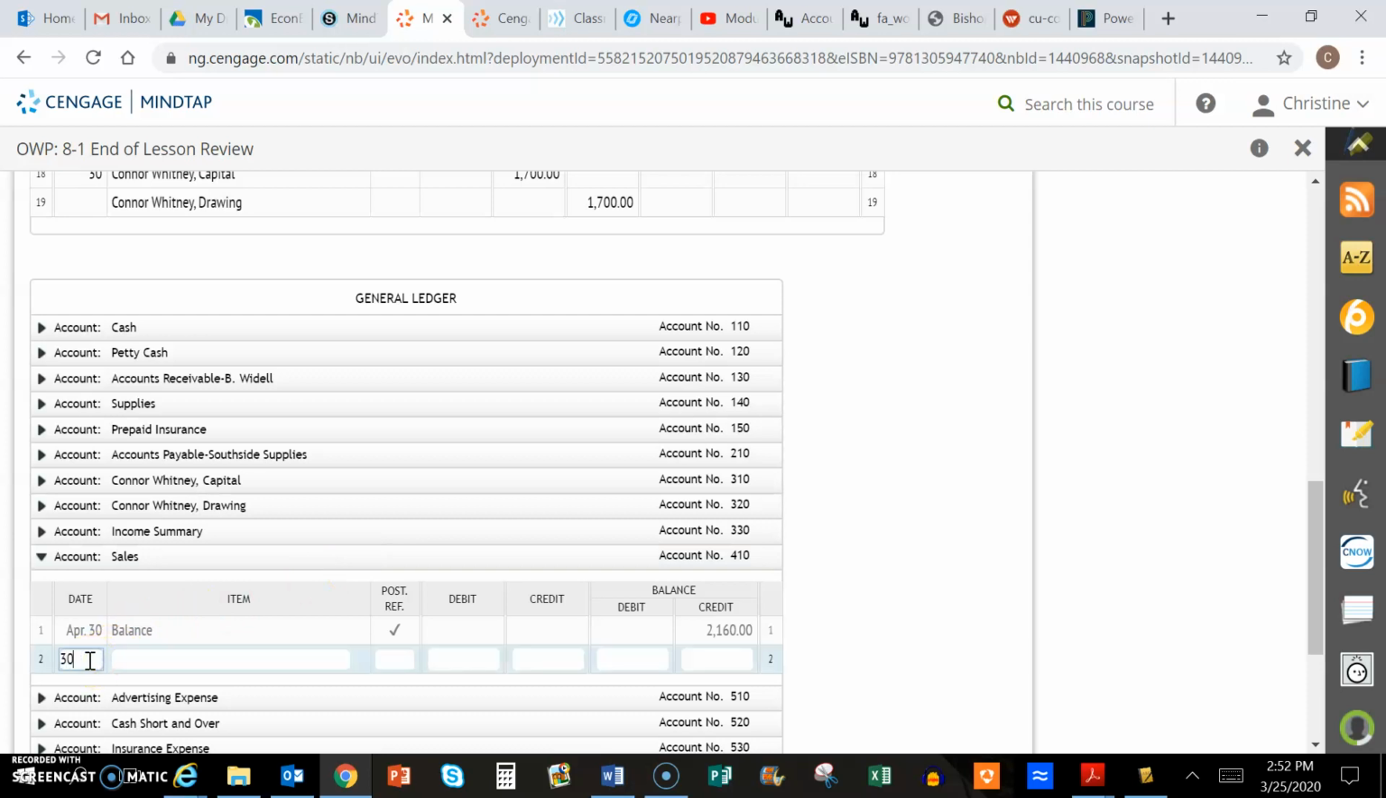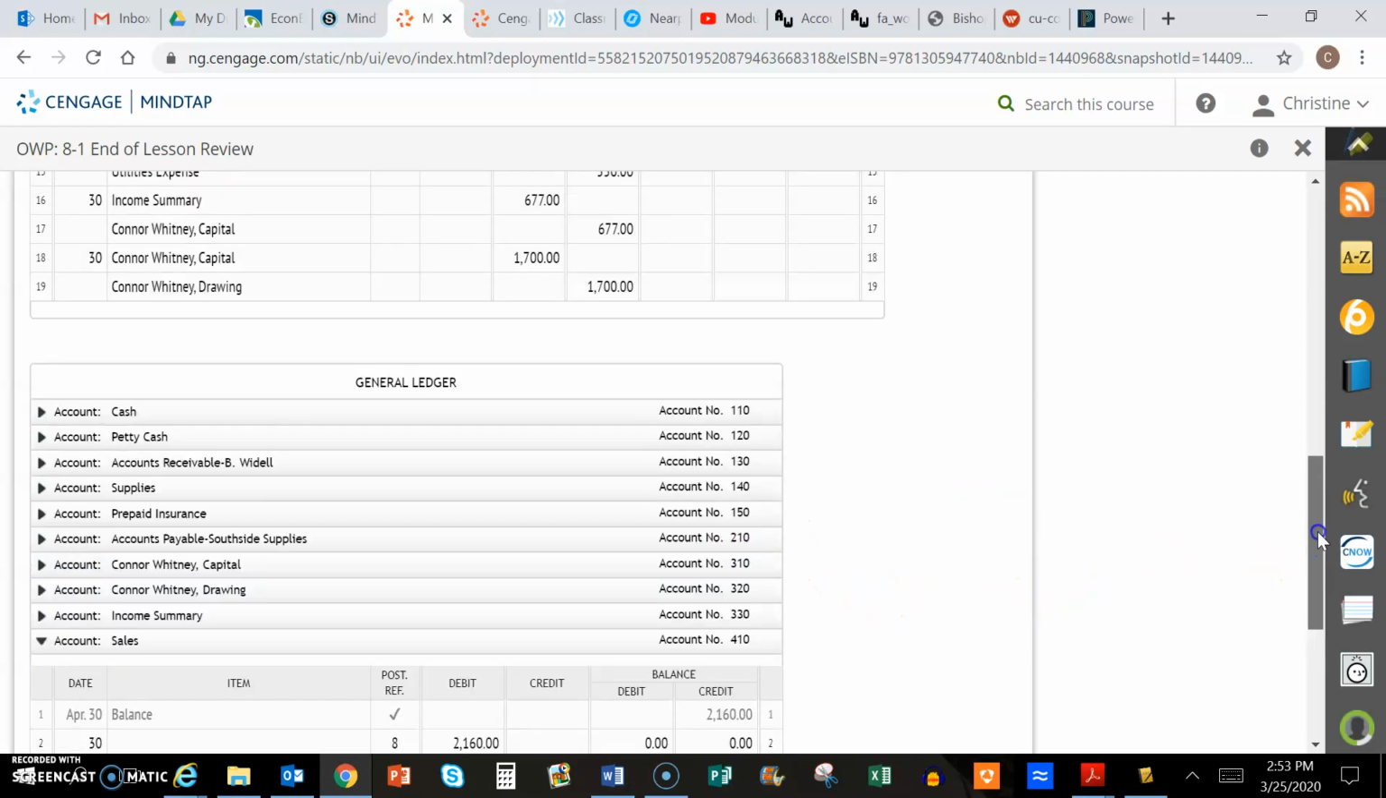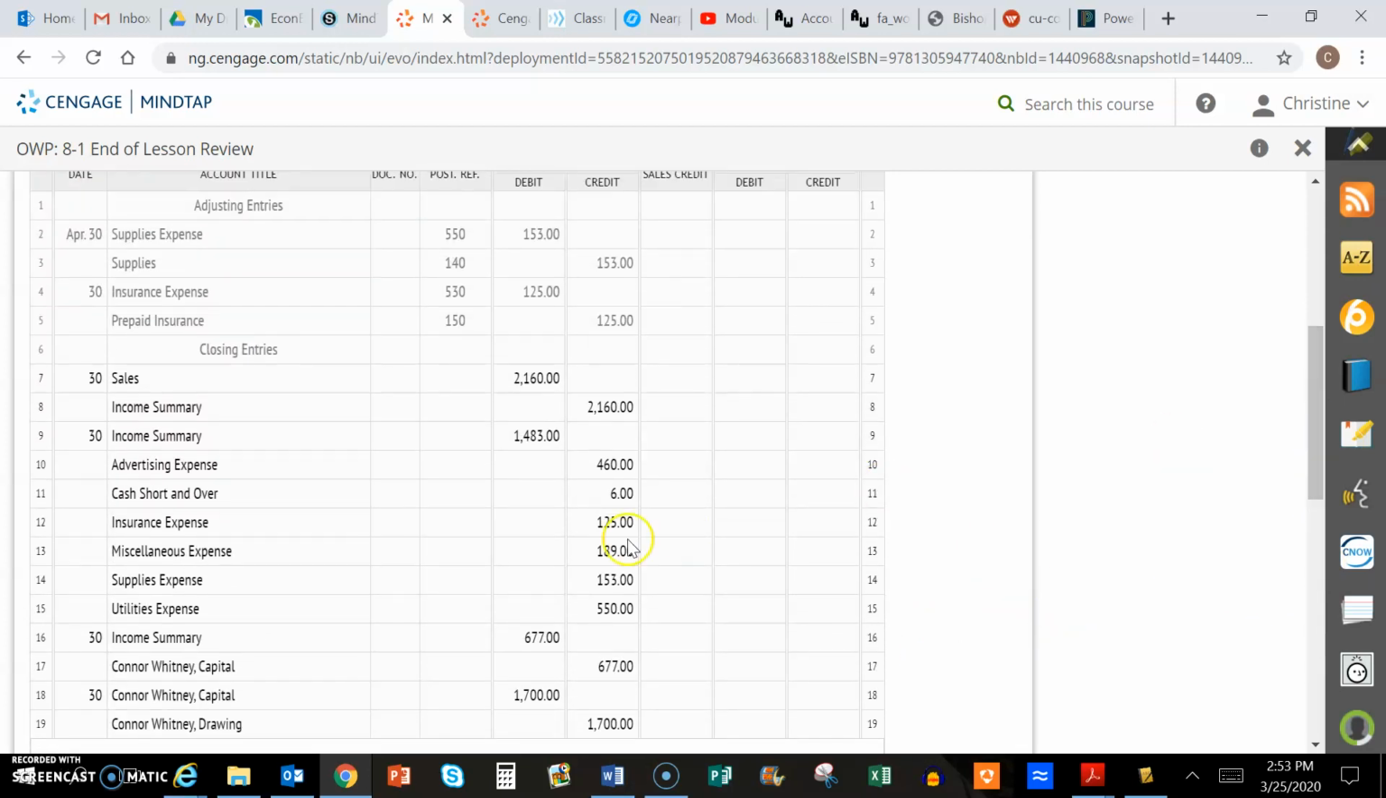30 is your date. Post reference is 8 because that's where the information came from. It's a debit of 2160. So that means the balance in sales is now 0. You want to plug a 0 in your debit and your credit to show that it has been closed out for the period. Then we're going to bring our 410 up to our journal, and we're going to put that in our post reference here.